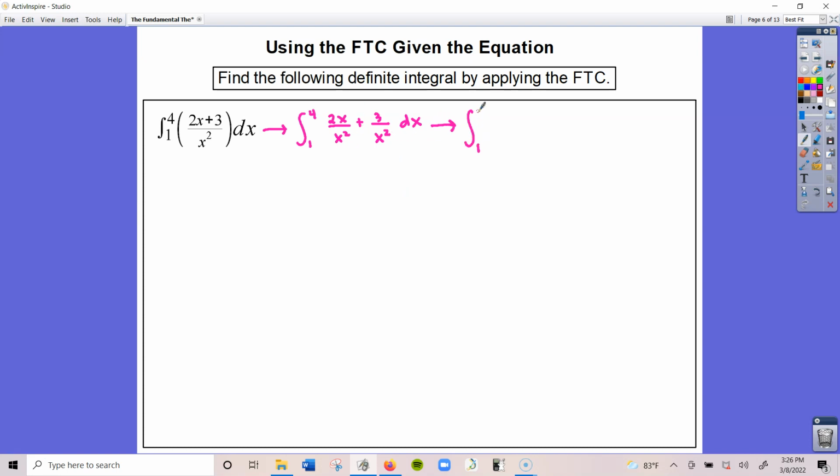So again, 1 to 4. 2x over x squared, I would subtract those exponents, so that is 2x to the -1, plus 3, and now I'm going to bring up the x, so x to the -2. Now let's go ahead and integrate this particular function. If I add 1 to this exponent, I get 0, but then I cannot divide by 0. So this is an example of ln.